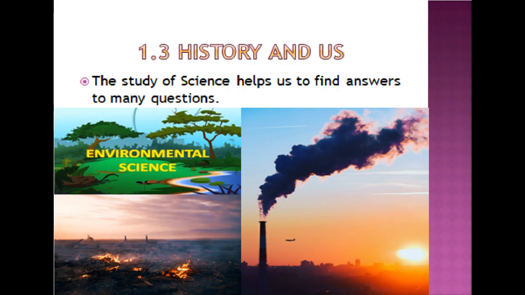One point three, History and Us. So you're looking at your screen and you see some images, some pictures on your screen. One is showing environmental science, and then you see another picture where the earth looks very degraded. There are no trees. In fact, you see some smoke and some fire, and the land looks so barren. And you see another image where there is so much pollution coming out from that factory over there, and the air is getting polluted.